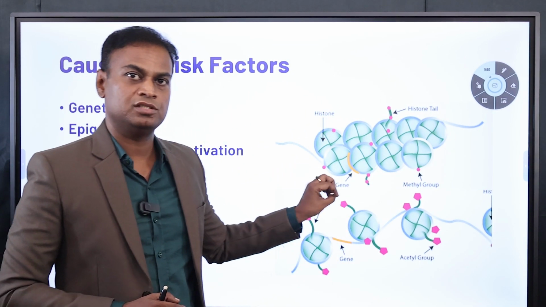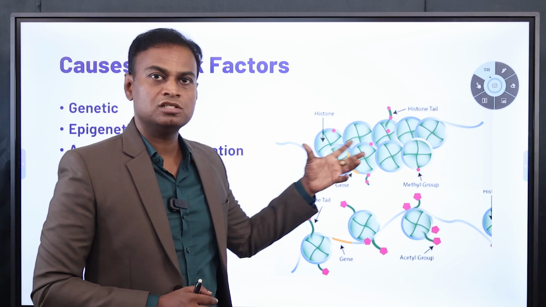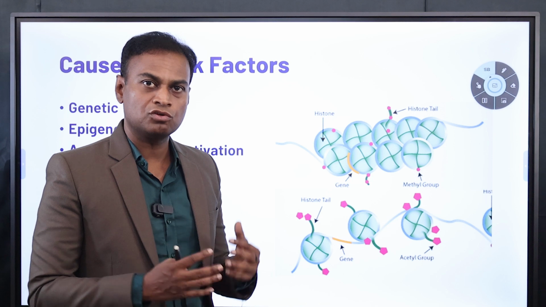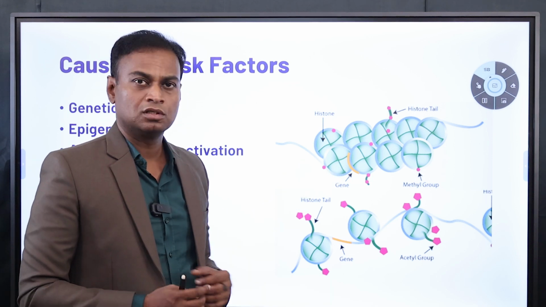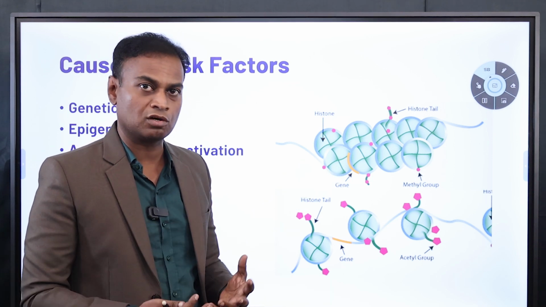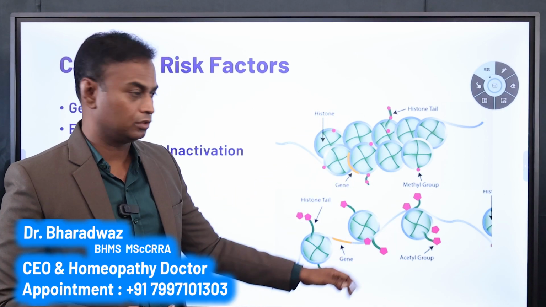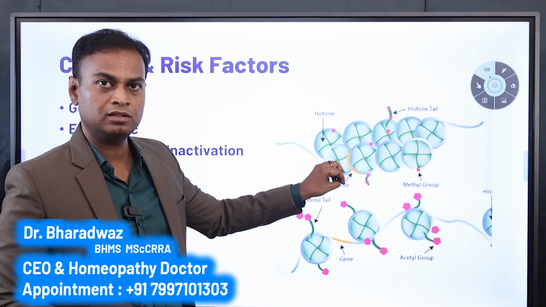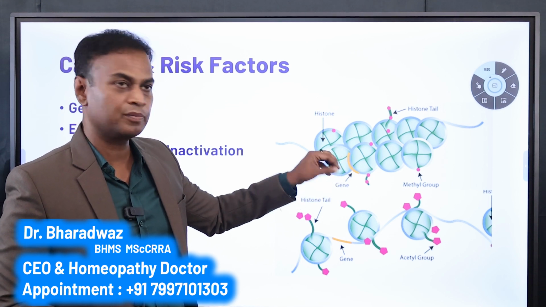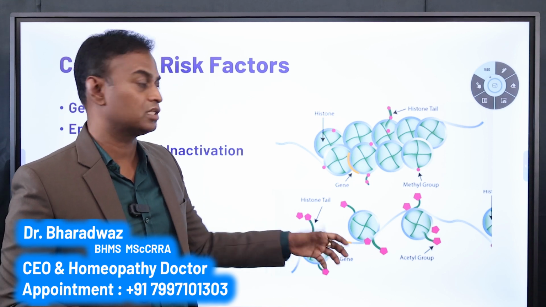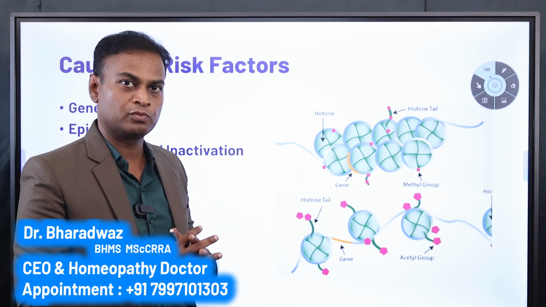Even though you have some genes, maybe those genes are switched on and switched off at the wrong time. The genes which should not be switched on get switched on, and the genes which should be switched on get switched off. What are the reasons for this? We will look into it. These genes should not be expressed, but they will be expressed. These genes should be expressed, but they will not be expressed due to the histone proteins.